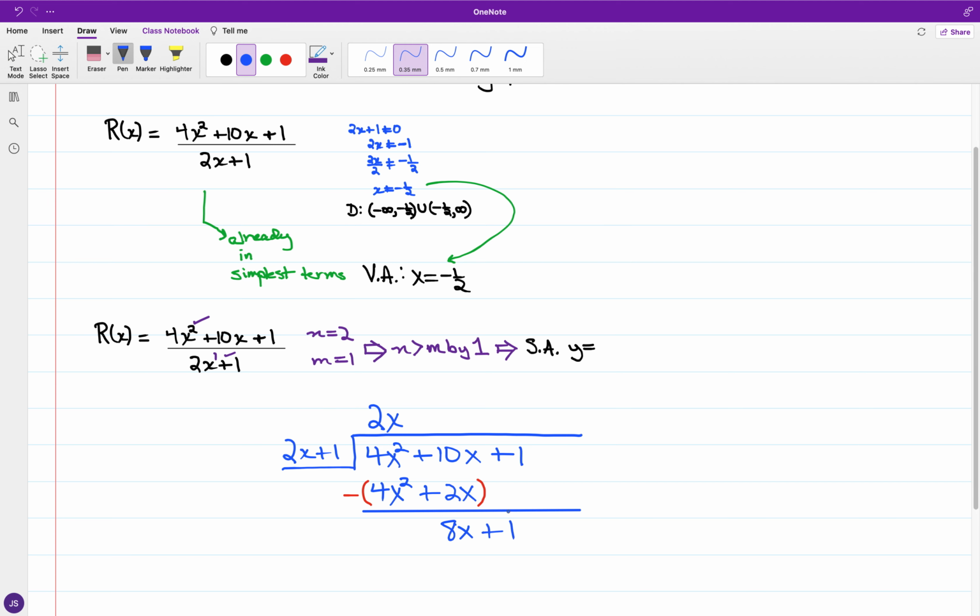And then we can bring down the plus 1. Now we got 2x, again the leading term from the divisor, and we have it going into the leading term originating from the dividend after the first round of long division. So we've got 8x divided by 2x. That will go 4 times, and distributing we'll have 8x plus 4.